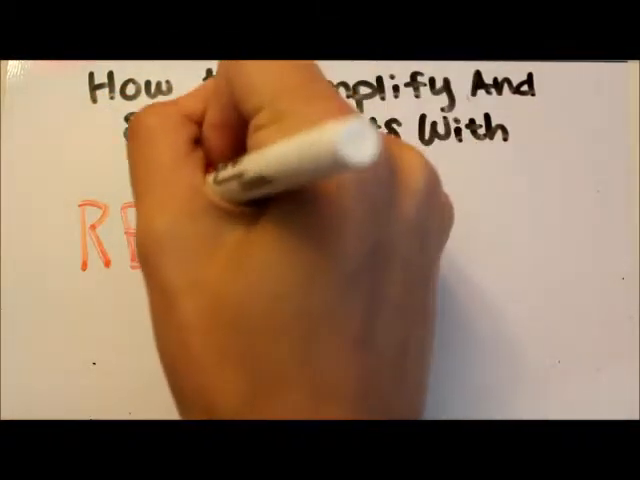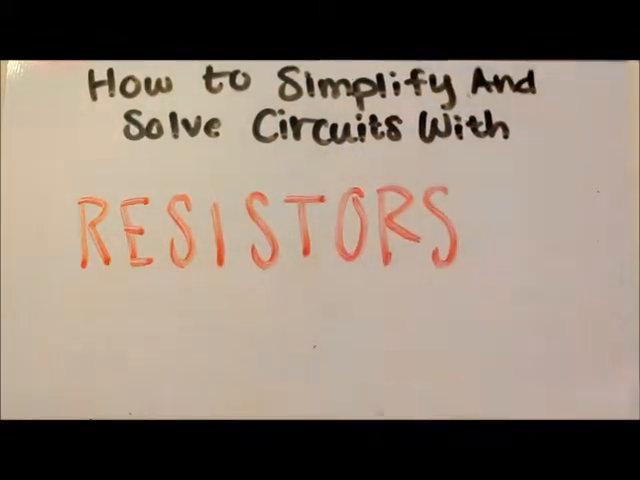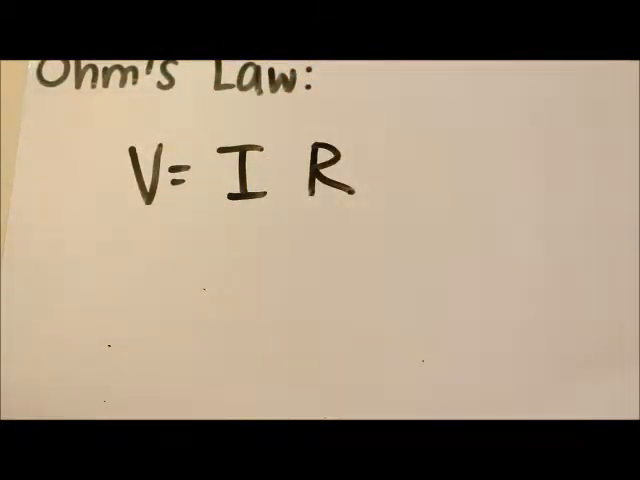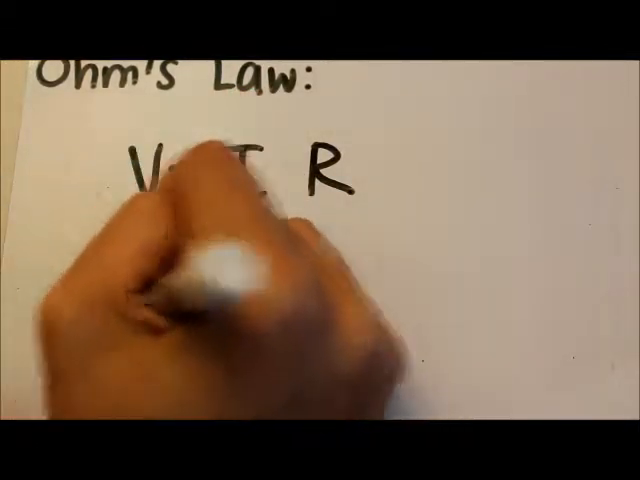Hi, I'm Caroline, and I'm going to teach you how to simplify and solve circuits with resistors. The first formula you will need to know is known as Ohm's law. Ohm's law states that the electric potential of a circuit is directly proportional to its current, or movement of charge and energy, and its resistance.